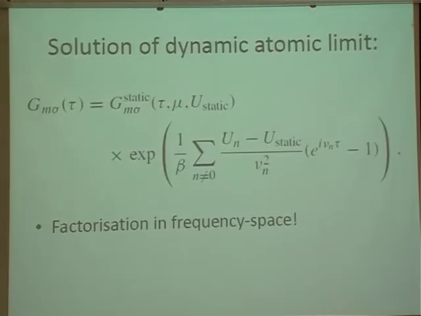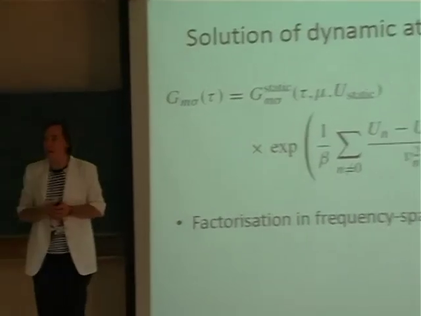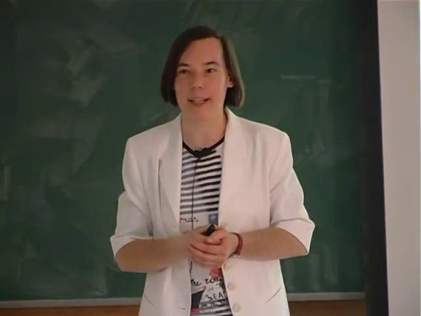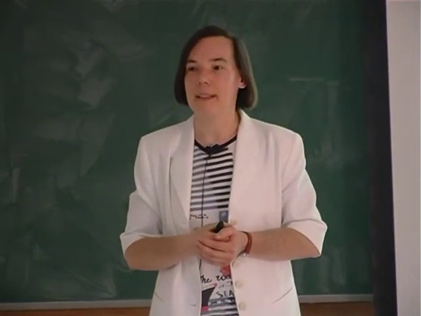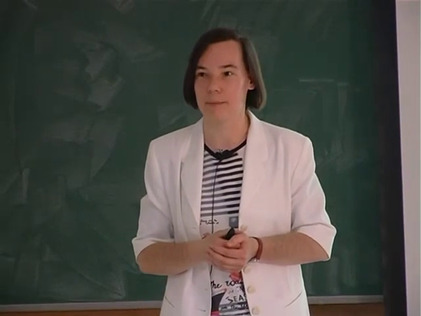Okay, so now let me go to a very nice limit that we can solve exactly. The impurity model in the dynamic atomic limit. What do I mean by that? Well, we take an atom which still keeps its dynamical interaction, but doesn't have any coupling to a fermionic bath anymore.